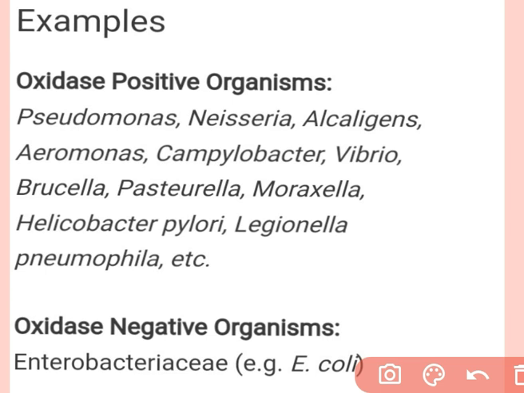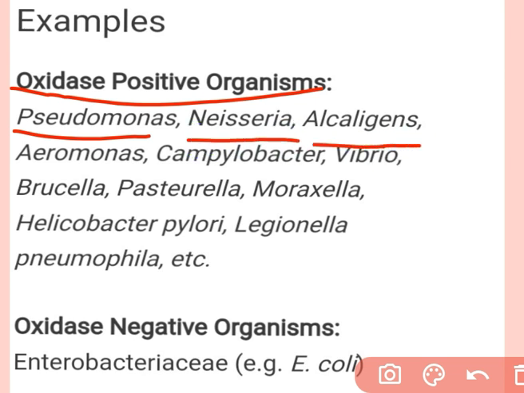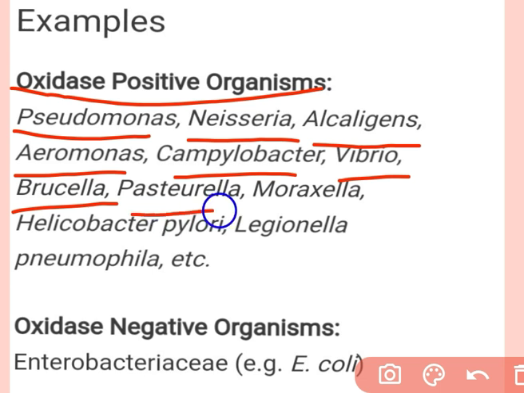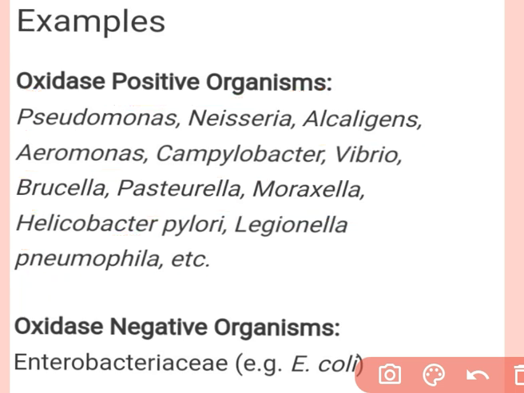Here some examples of oxidase positive organisms. These are Pseudomonas, Neisseria, Alcaligenes, Aeromonas, Campylobacter, Vibrio, Brucella, Pasteurella, Moraxella, Helicobacter pylori, Legionella pneumophila. Oxidase negative organisms, for example E. coli, and this test specifically is used for identification of E. coli from Enterobacteriaceae members.